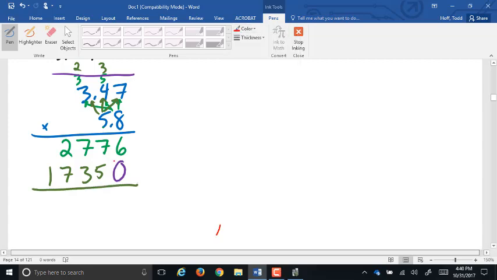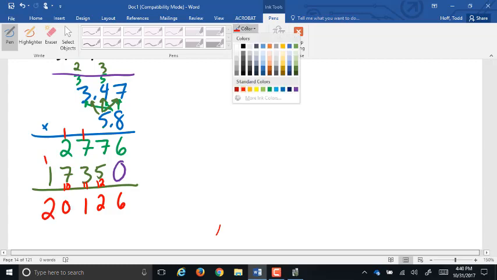Now notice, when I multiplied, I ignored my decimal points. This is the only operation where we don't have to worry about the decimal point until we're all done. So I had 6 and 0 makes 6. 7 and 5 is 12, so 2 carry the 1. 1 and 7 is 8, plus 3 is 11, so 1 carry the 1. 1 and 2 is 3, plus 7 is 10, so 0 carry the 1. 1 and 1 is 2.